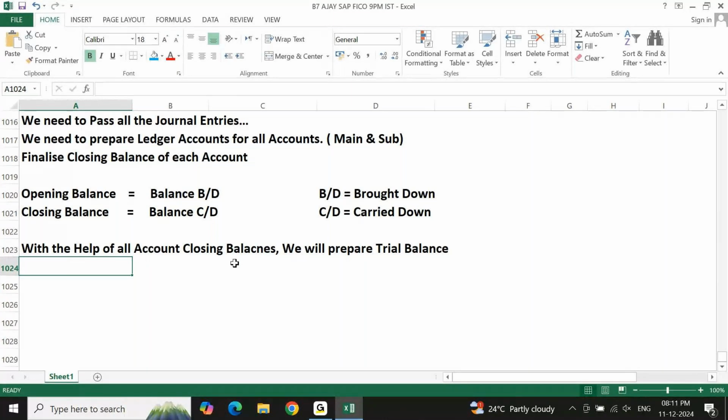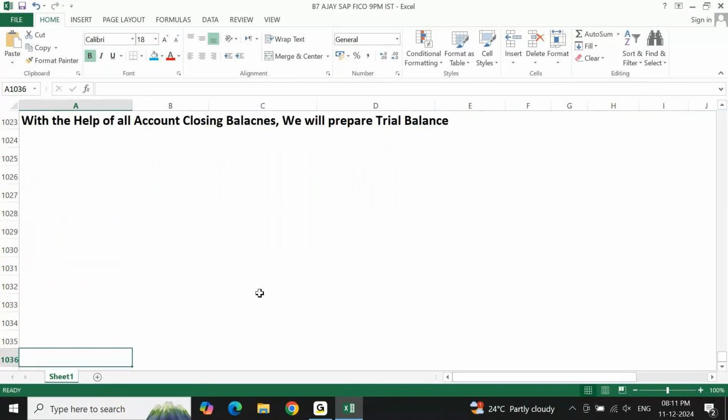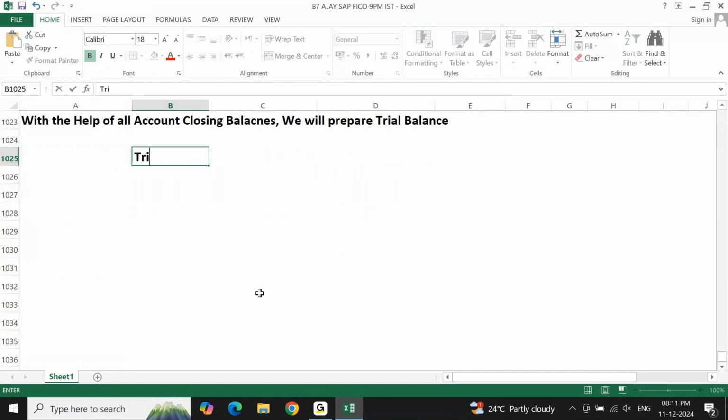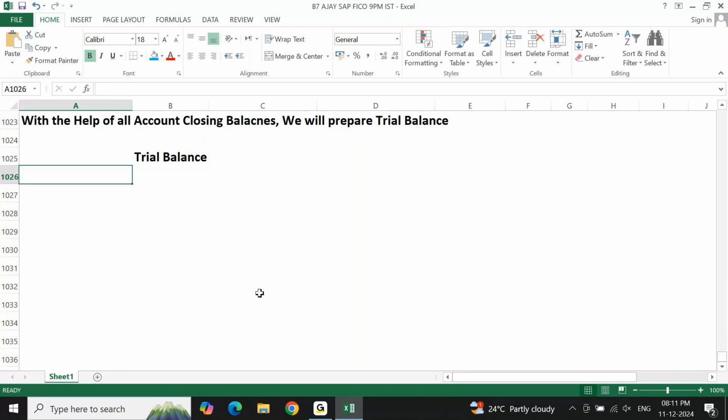Yes. With the help of all account closing balances, we will prepare a trial balance. Now, to prepare a trial balance, you need to have a format. Let's write a simple format. Let me put trial balance here. Now, in the trial balance, you will have account name. Currently, I am writing only account name.